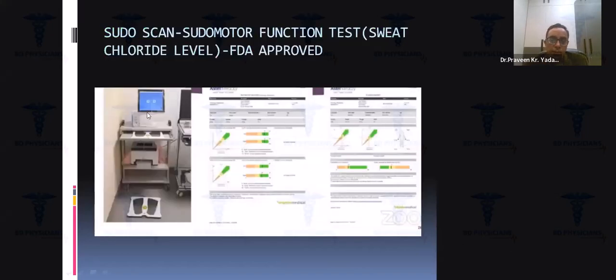This is one test which I've already mentioned, pseudoscan, which we have installed in our center here, and it is FDA approved. It checks the sweat chloride levels, and the patient simply has to keep the hands over the electrodes here, the hands here and the feet here, and keep them pressed with some pressure. The sweat chloride levels are then estimated through the sensors, and it will give a reading whether the patient has a small fiber neuropathy or not, and what the intensity of the neuropathy is, whether it's a severe or a mild to moderate type of small fiber neuropathy.